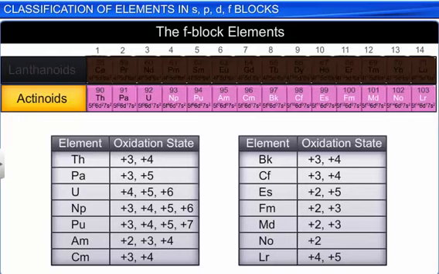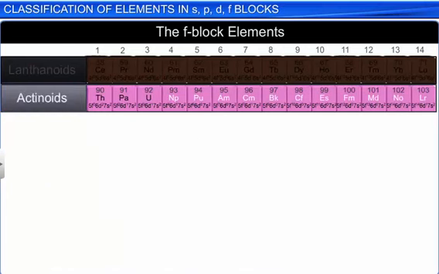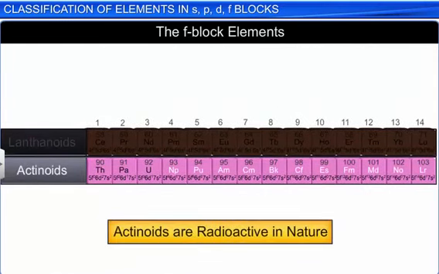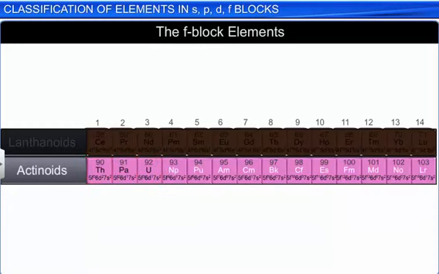Unlike the lanthanoids, actinoids are radioactive in nature. Very few of them, like thorium and uranium, occur in nature, and most of them are artificially made by nuclear reactions. The elements after uranium are called trans-uranium elements.